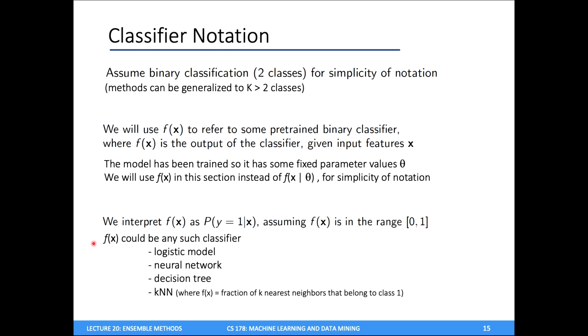But f(x) could be any of the models that we've seen so far in the class, like a logistic model, a neural network, a decision tree, could be kNN even. We didn't really discuss in the kNN portion of the lectures how you can turn kNN into a probabilistic model. But this is pretty straightforward. Rather than just returning the majority vote of the k nearest neighbors, you can just return the fraction that were belonging to class 1. So all these models can return probabilities as their predictions.